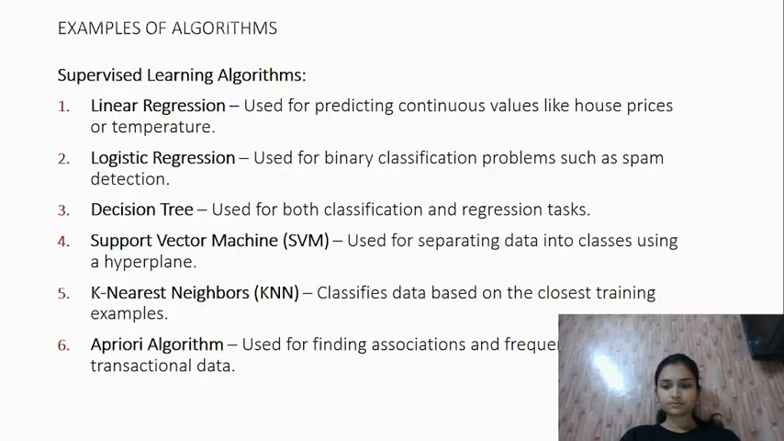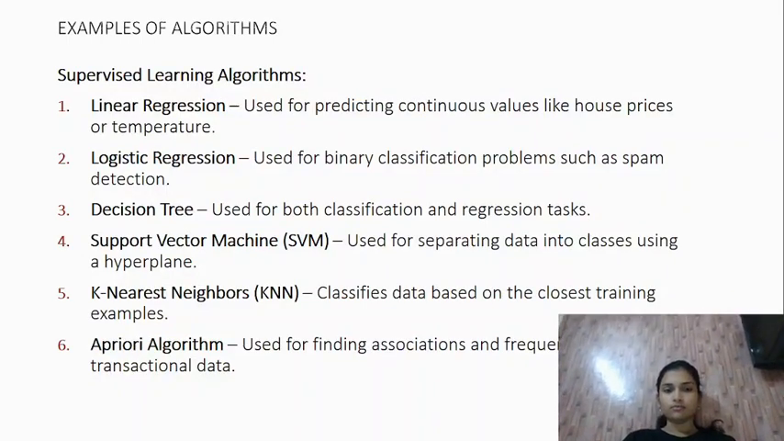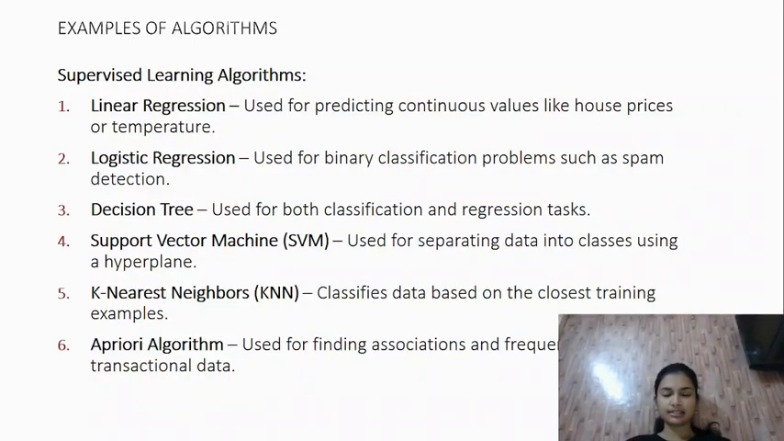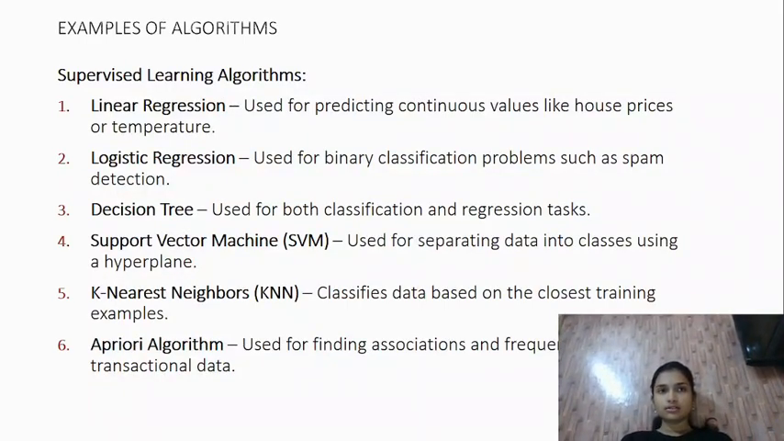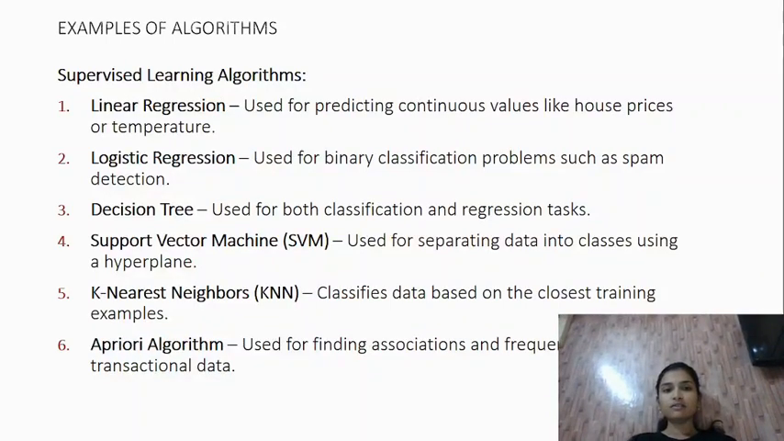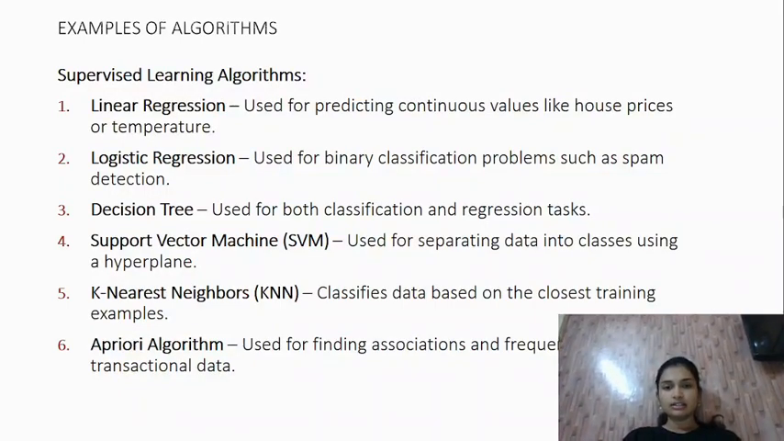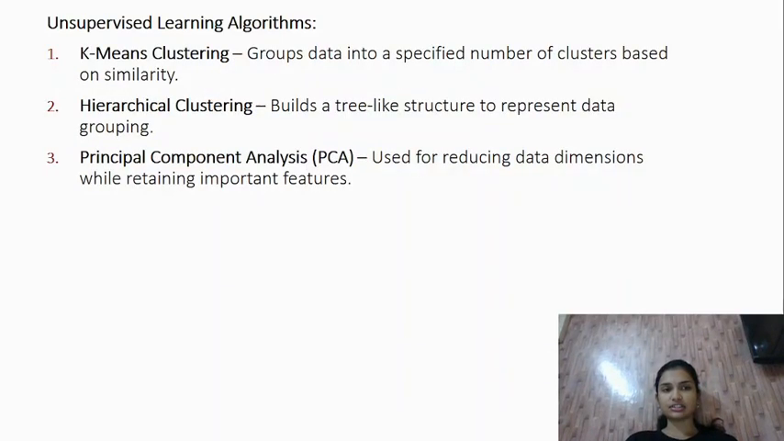K nearest neighbors classifies data based on the closest training examples. In this, for the new data, we need to find out the distance through the Euclidean distance formula, and then we set a k value. Then we will find the values to which the new data is nearest. Then we predict one or two values that can be the answer. And the sixth one is the Apriori algorithm, used for finding associations and frequent item sets in transactional data.